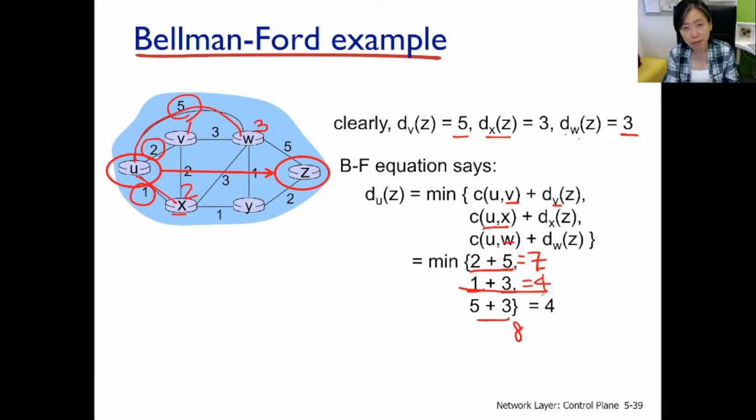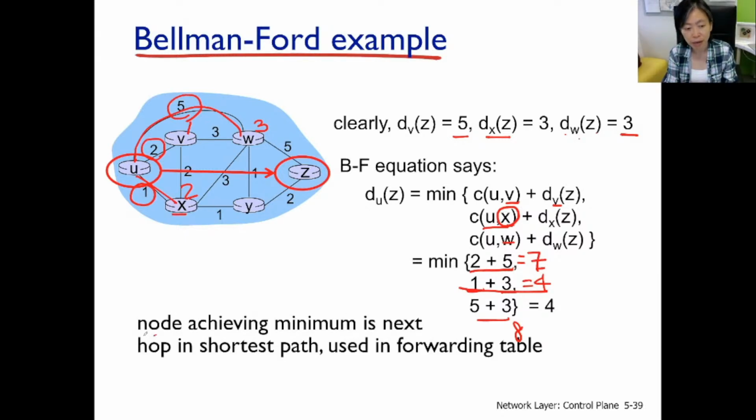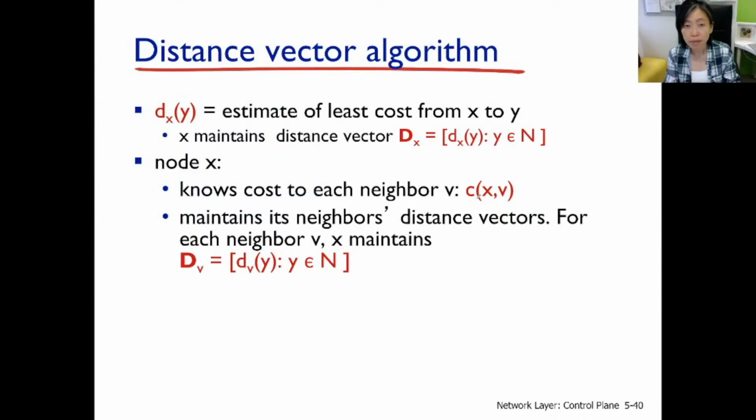So together 8. So obviously 4 is the minimum value. This is the minimum cost from U to Z. And you know what? X is the neighbor that gives you the minimum cost. Therefore, X is the next hop leading to the shortest path. So here, X achieving the minimum is the next hop in the shortest path. And that is also the link pointing to X is the link interface to insert in the forwarding table for destination Z. So that was the Bellman-Ford equation, which captures nicely how one discovers the shortest path, the minimum cost to go from the source to the destination.